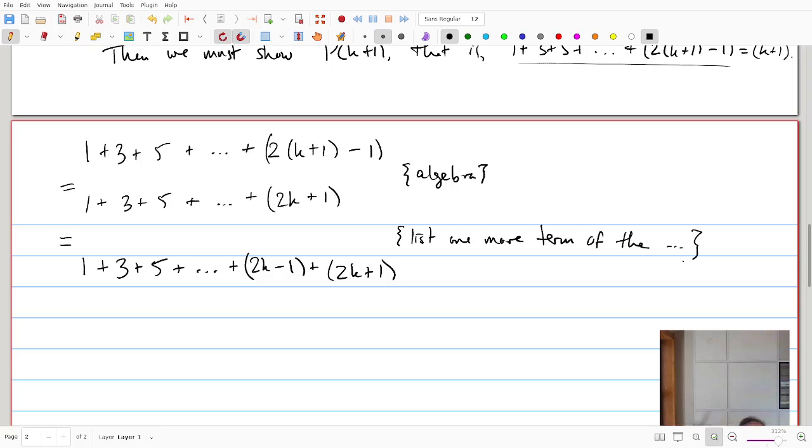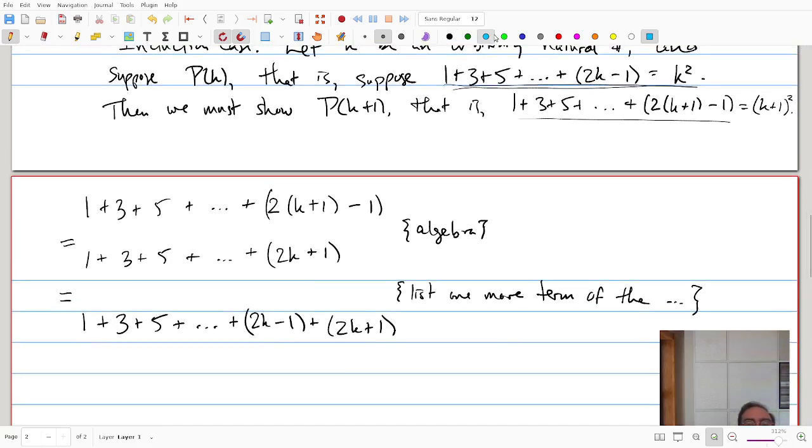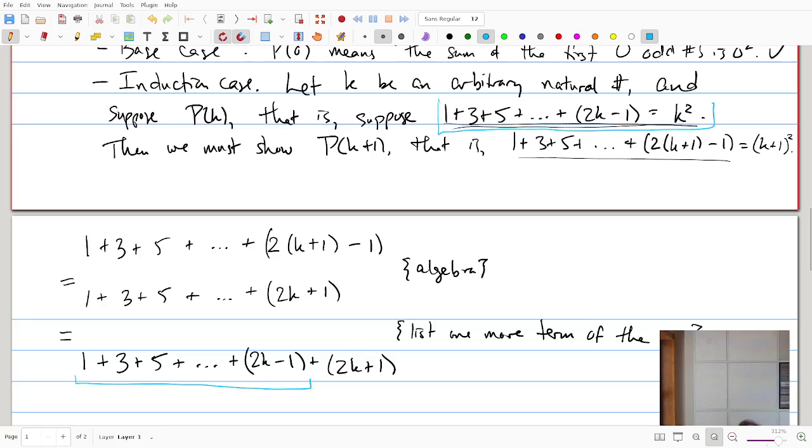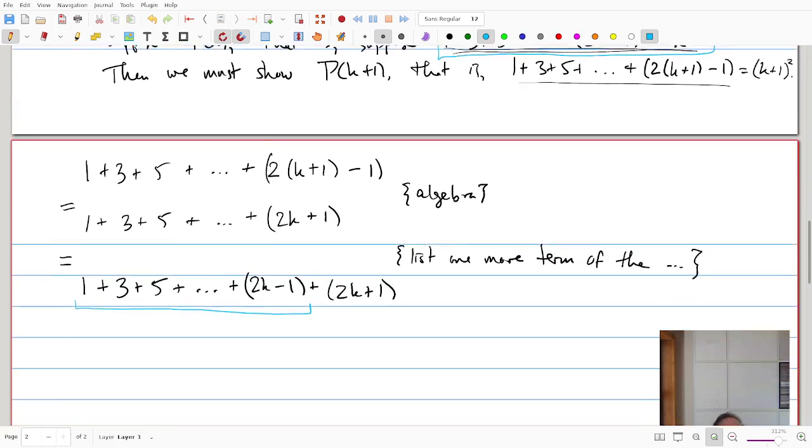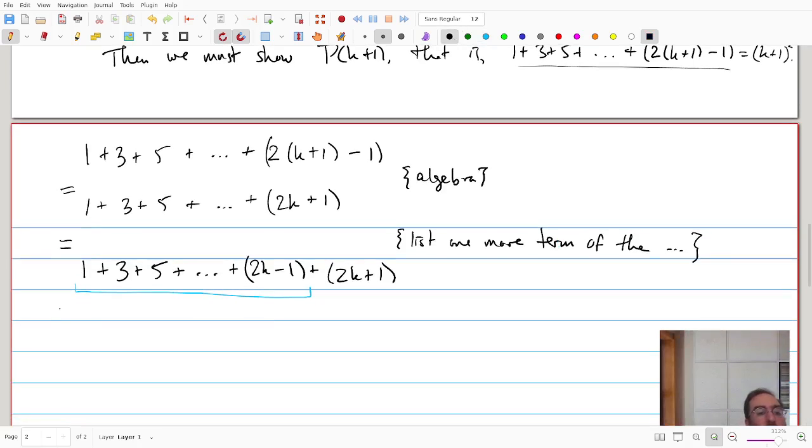But why do that? Well, because look at this. Do you see this thing here? That's what I've assumed. I've assumed that that is equal to k squared. And that makes sense, right? Because I said, all right, P of k is saying something about the sum of the first k odd numbers. I want to now show something about the first k plus 1 odd numbers. So the first k plus 1 odd numbers is the first k odd numbers plus one more odd number. So this is equal to k squared plus 2k plus 1. And this is because of our induction hypothesis.